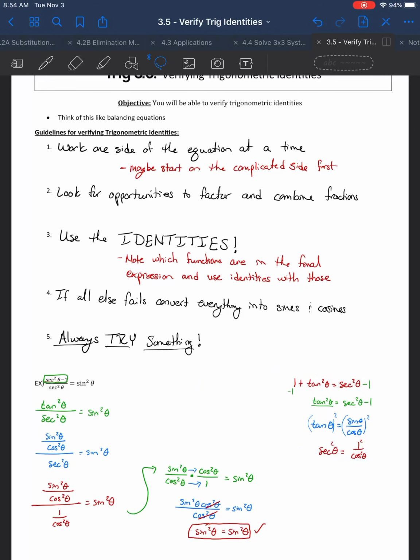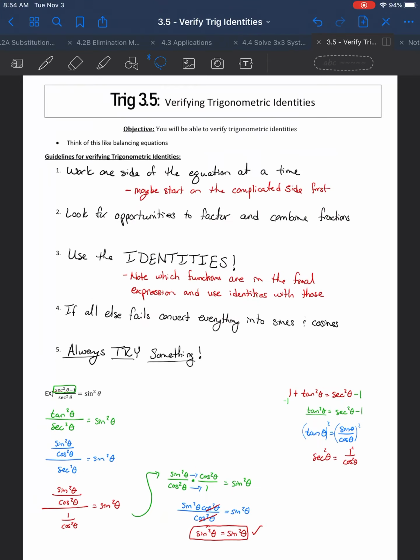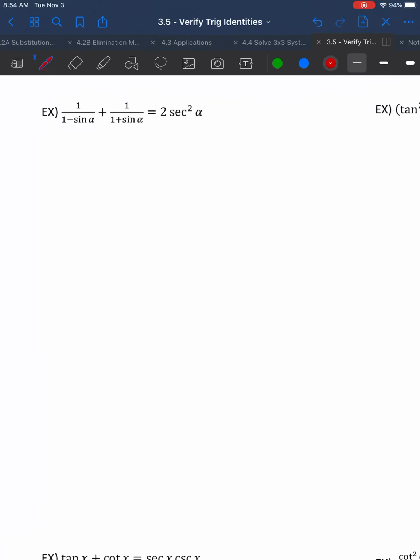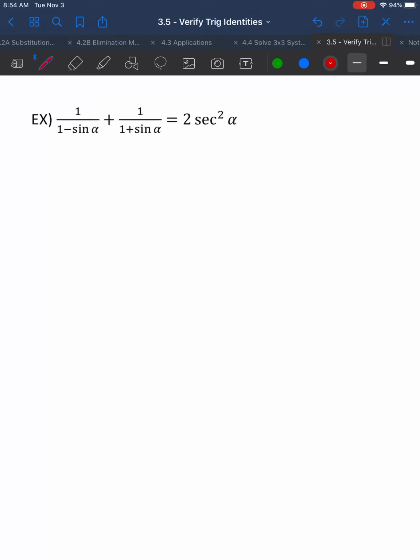Okay, so all this work was not part of the problem. That was just me manipulating identities to find something that I could switch things out with. Okay, I'll work another one on this video, and then in the second video you can watch the other 3 examples. All right, so looking at this one, the left side is far more complicated than the right, so I'm going to start there. And I have addition of fractions, so I'm going to get common denominators.